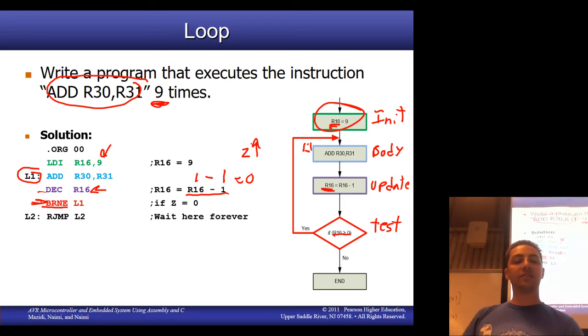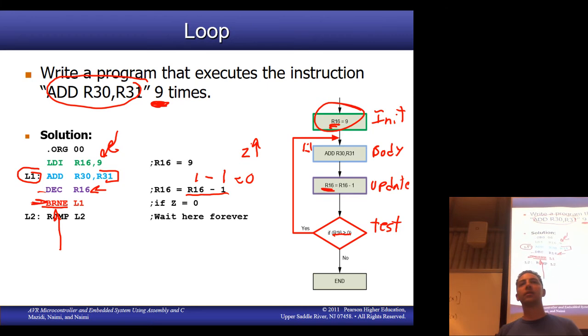However, it's nice and easy. If you want to do something 9 times, you load up 9, you use branch not equal to, done. It's going to do it 9 times, whatever the body is. And again, the blue body here of the loop could be a zillion lines long. Doesn't matter.